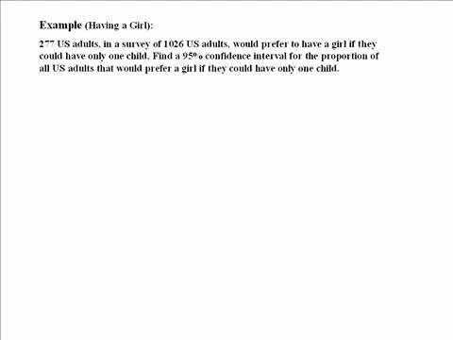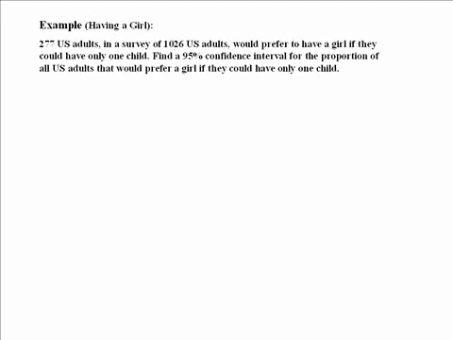All right, so what kind of problem is this going to be? This is going to be a confidence interval. It says right here that the confidence interval we need to compute is a 95% confidence interval. And the parameter that we're looking at is the proportion of all U.S. adults that would prefer a girl if they could have only one child.